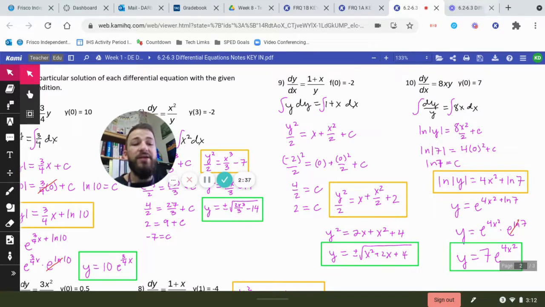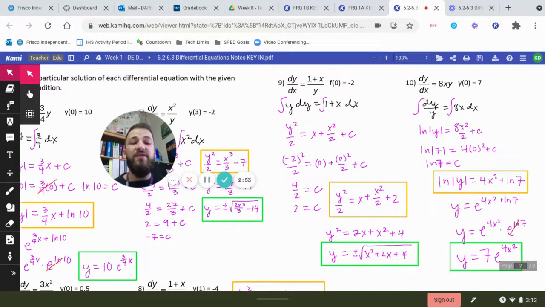And last but not least, number 10. We get that dy over y, which gives us a natural log of y, which when we plug in, we get the natural log of 7 is equal to c. So we can leave it as the natural log of the absolute value of y is equal to 4x squared plus natural log of 7.